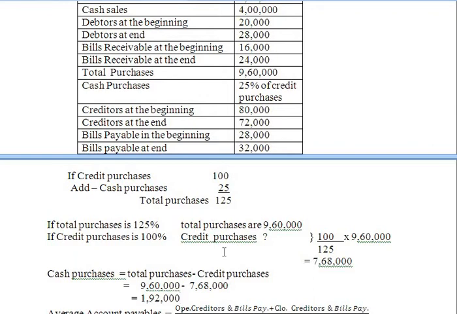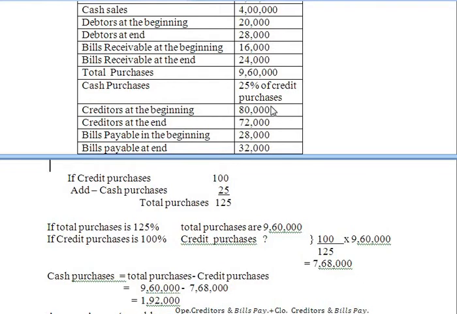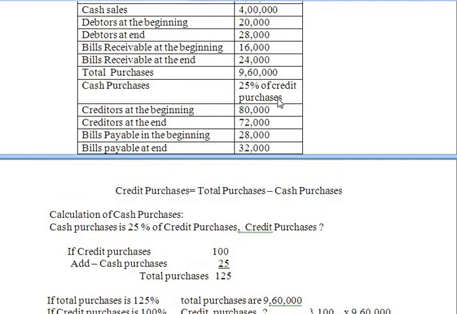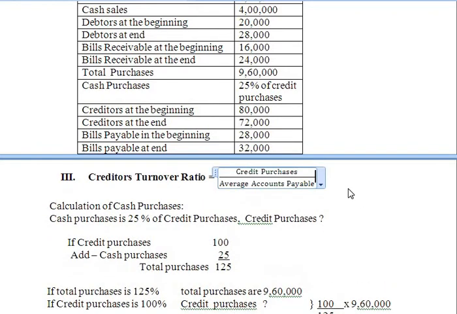$1,92,000. I hope you understood the calculation of credit purchases. Here once again we'll check. Cash purchases: how much? 25% of credit purchases. And how much is credit purchases? We did not know the amount of credit purchases. Usually we calculate credit purchases as total purchases minus cash purchases, but here we did not have the amount of cash purchases. We were about to calculate the cash purchases.